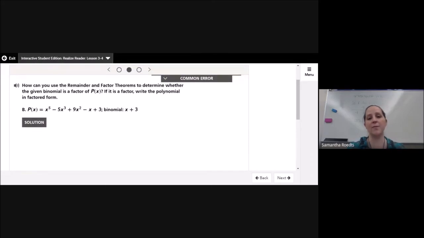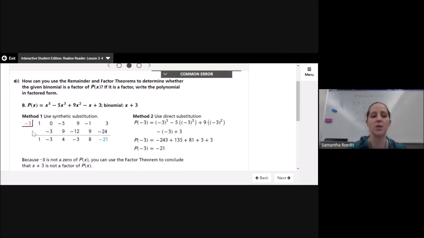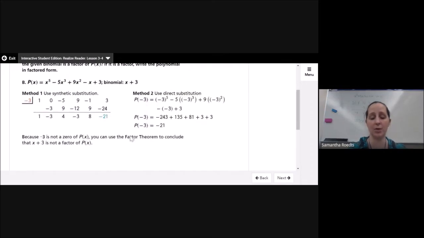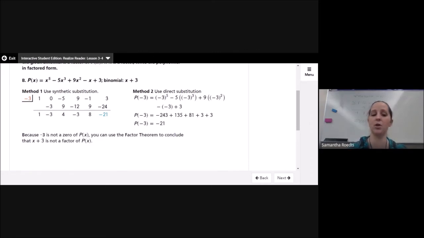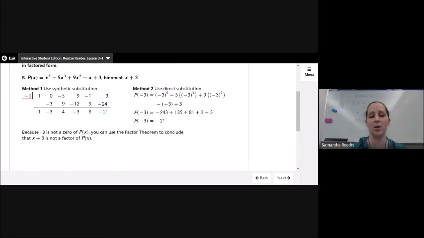How can I use the remainder and factor theorems to determine whether the given binomial is a factor of p of x? If it is a factor, write the polynomial in factored form. So I have x to the fifth minus 5x cubed plus 9x squared minus x plus 3, and I'm dividing by x plus 3. That's my binomial. So negative 3 is what goes in front, and that's what I put in for my substitution. I get negative 21 in both cases. So that means that negative 3 is not a 0 of p of x, so you can use the factor theorem to conclude that x plus 3 is not a factor of p of x.